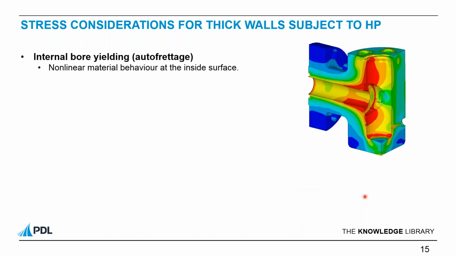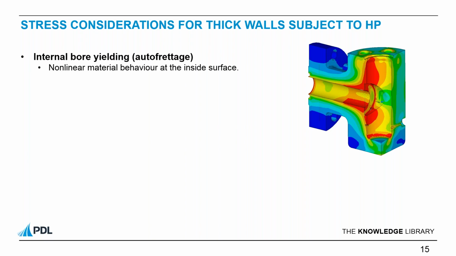Okay, so firstly, internal bore yielding, also known as autofrettage, can occur. So with the high pressures, we get high radial and hoop stresses, which are developed at the internal diameter of the structure. And this can give rise to stresses in excess of the elastic yield limit and can result in regions of plasticity. So for the example of the image on the right, this is represented by material coloured in red. So for ductile materials, this can be allowed to extend some way into the wall thickness without compromising the overall integrity of the structure.